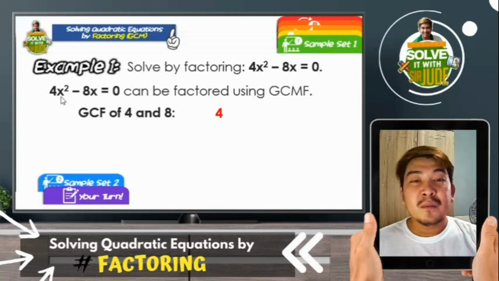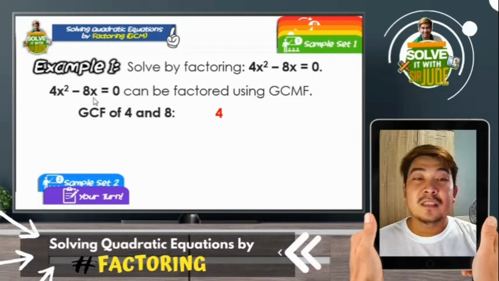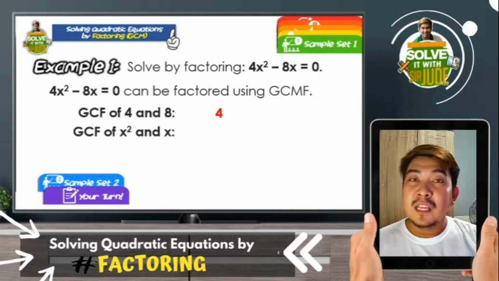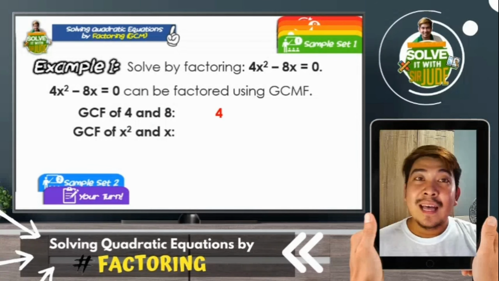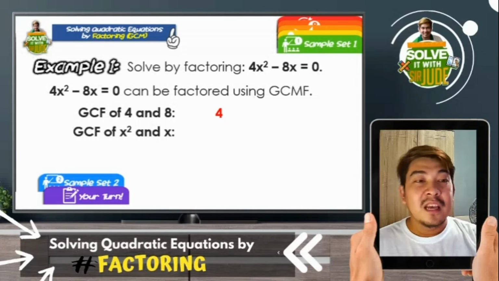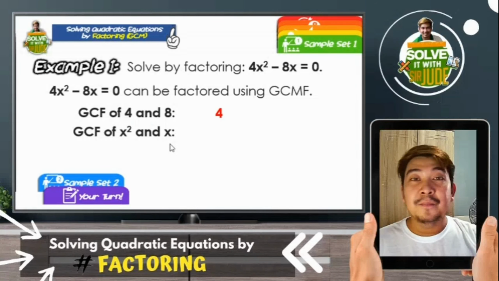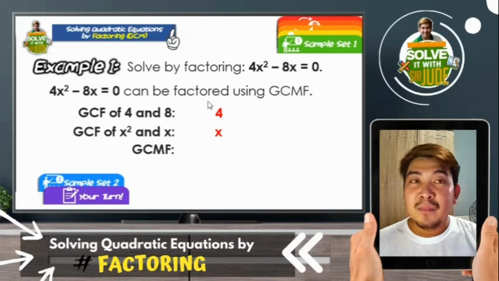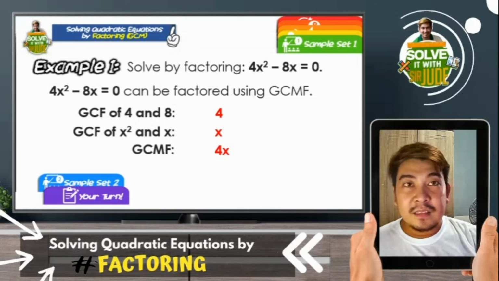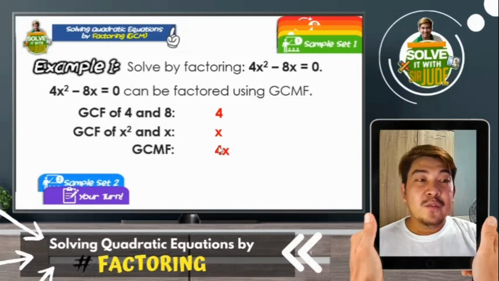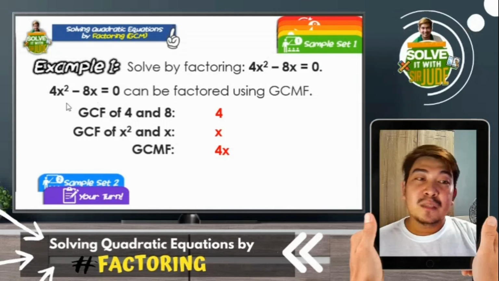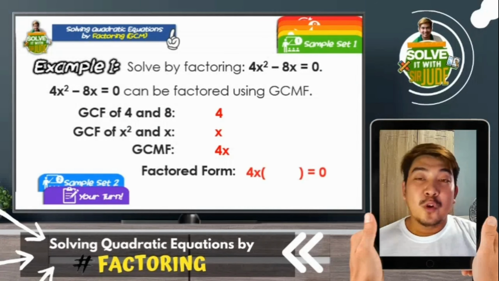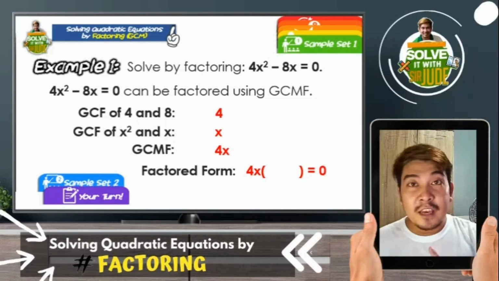How about doon naman tayo sa variable, x squared and x, what is the GCF? Remember na kapag kumukuha tayo ng GCF ng variables, we need to look for the variable with the least exponent. So in this case, the GCF of x squared and x will be x. If we are going to get the product, we will now obtain the GCMF which is equal to 4x. And then if i-factor out natin si 4x dito sa mismong original quadratic equation, that will be 4x times a particular expression inside the parentheses.